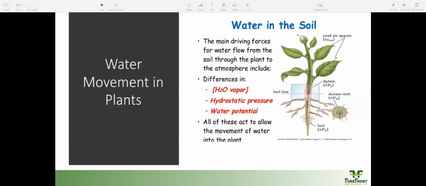So thinking about water as it moves into plants, we've talked about the soil. Let's move into plants, and really water can only move into the plant via the soil, like I mentioned before. This happens in really three different ways: through water vapor, through hydrostatic pressure, and through water potential. And all of these act to move water into the plant from those root hairs into that root, into the stem, out the leaves, and into the atmosphere.